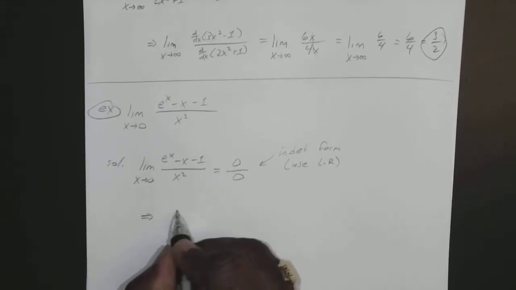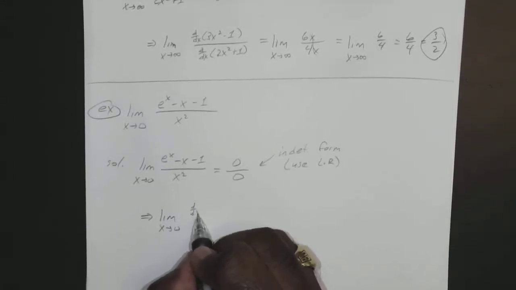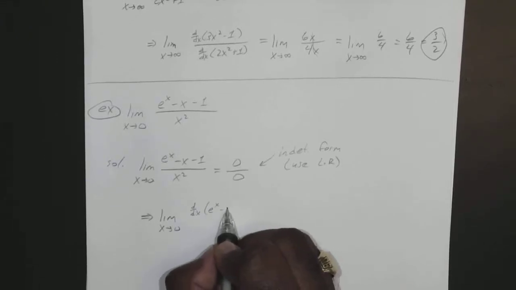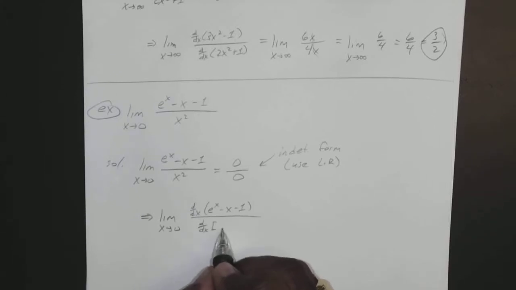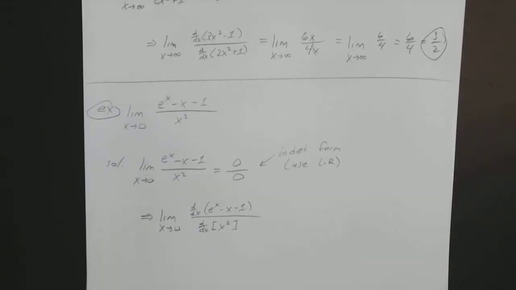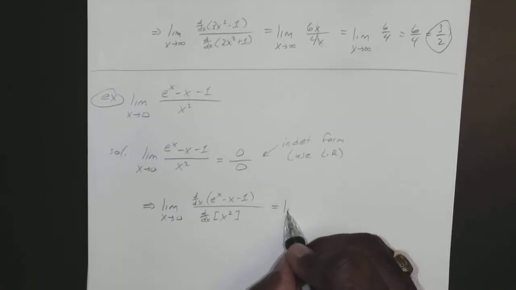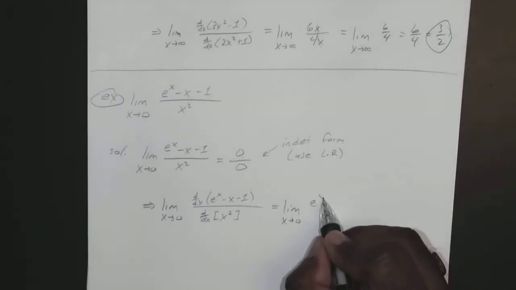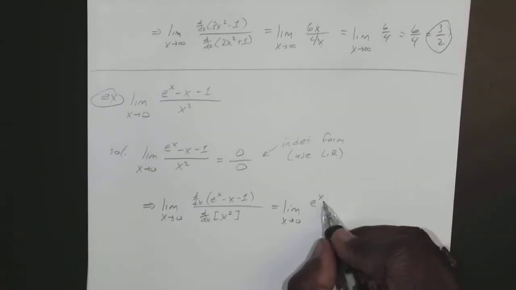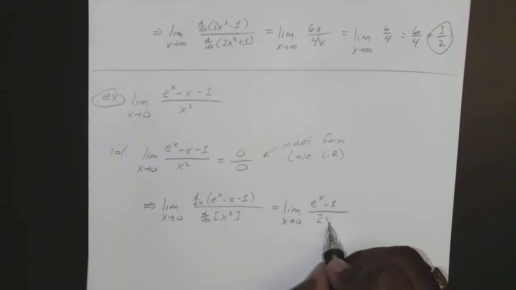Okay, so that means we would have the limit as x approaches 0 of the derivative of e to the x minus 1 over the derivative of x squared. Okay. Which would give us the limit as x approaches 0. The derivative of e to the x, remember that's just e to the x. Derivative of x, that would just be 1, so minus 1. Over the derivative of x squared, which is 2x.